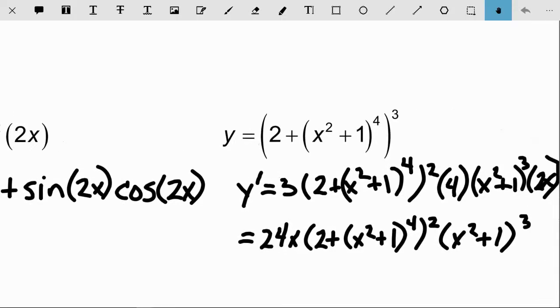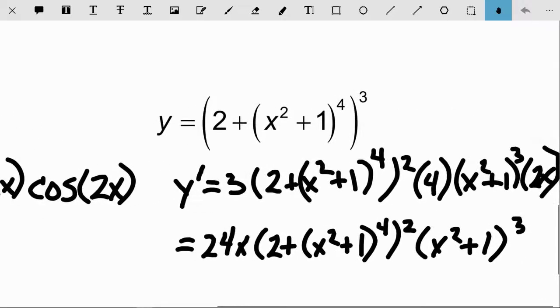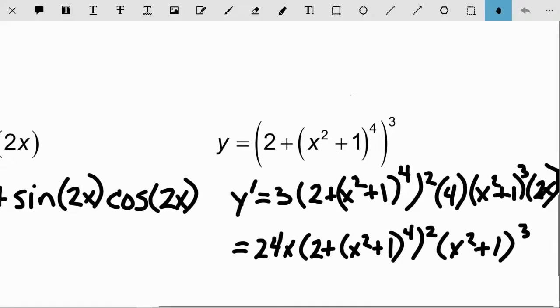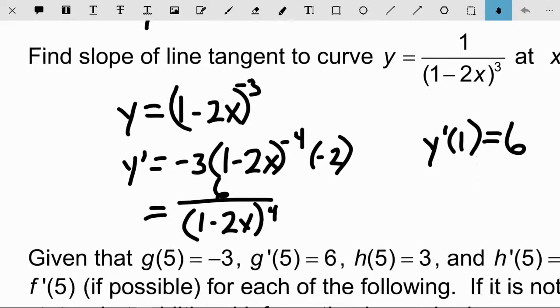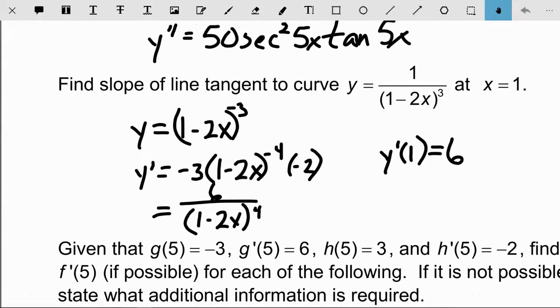Next one here, this one's got a few layers to it. So you can see that the exponent of a 3 is what I deal with first. Then I'm just working my way from the outside in to get to my final solution. And once you get there, there's not really a lot of simplifying you can do. This one's asking for a second derivative of tangent 5x. Pretty straightforward. This one asks for the slope of the tangent to the curve.